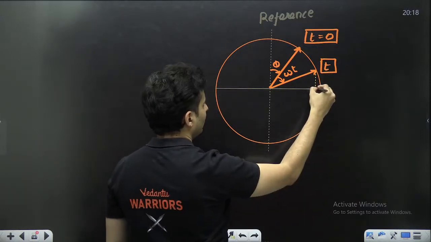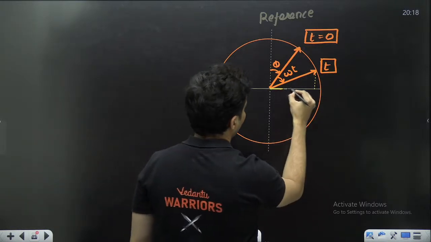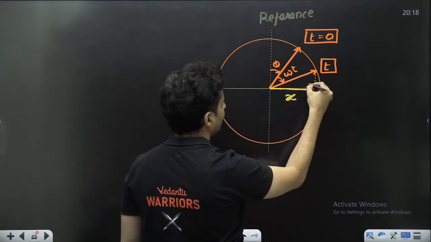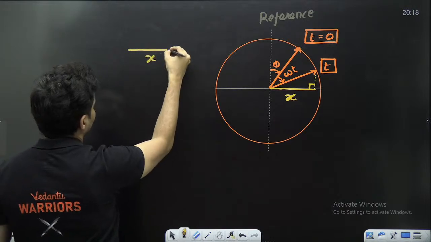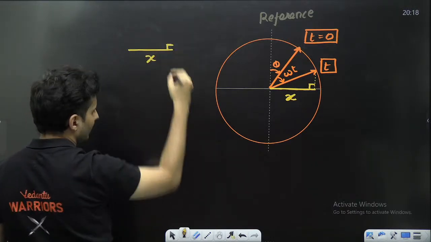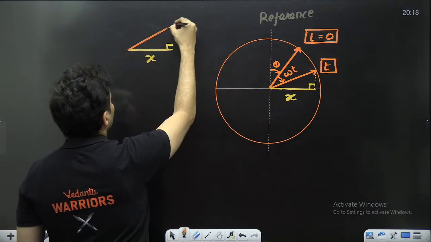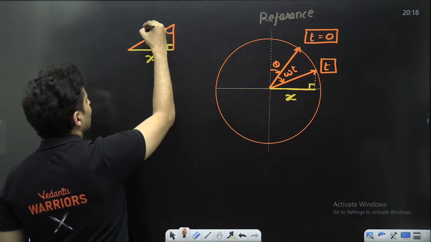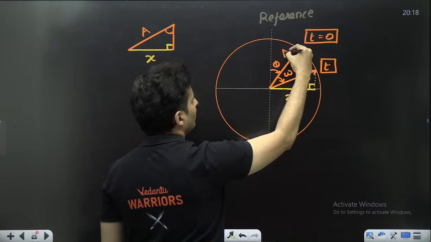I will drop a perpendicular like this, and I will measure the base over here. This will be basically your x, this will be 90 degrees. Observe carefully, the base is x, there is a perpendicular here, and this beautiful triangle is formed. Guess what this angle is? This hypotenuse is A. This is the radius of the circle, which is going to be A.